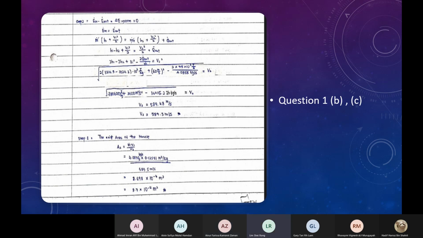And for part C, the question asks for the exit area of the nozzle. So to find the exit area, it will be calculated from the mass flow rate. The formula that we use to calculate it is mass flow rate times exit specific volume divided by the exit velocity. Then the final answer that we get is 8.7 times 10 to the power of minus 4 meters square.